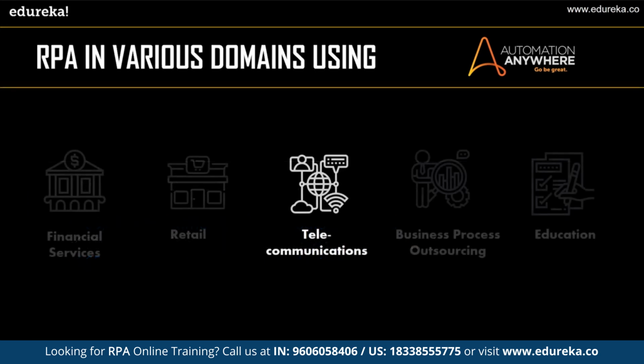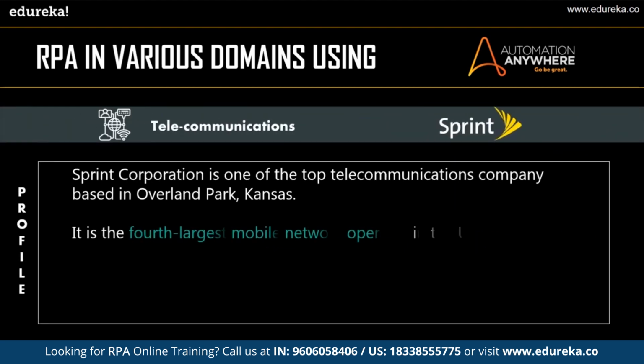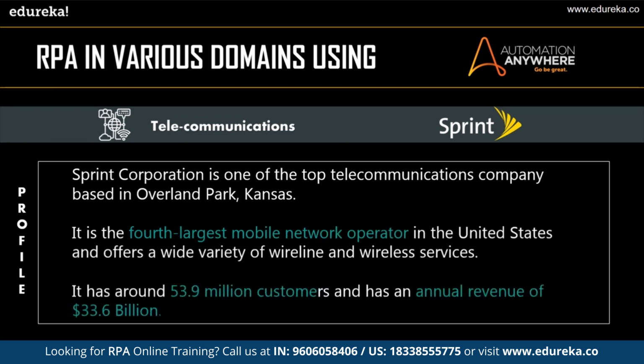Now let's move on with the next industry, that is RPA in telecommunications. To explain how RPA is used in telecommunications, I've considered the organization Sprint Corporation. Sprint Corporation is one of the top telecommunications companies, based in Overland Park, Kansas, and is the fourth largest mobile network operator in the United States, offering a wide variety of wireline and wireless services. It has around 53.9 million customers and an annual revenue of $33.6 billion.